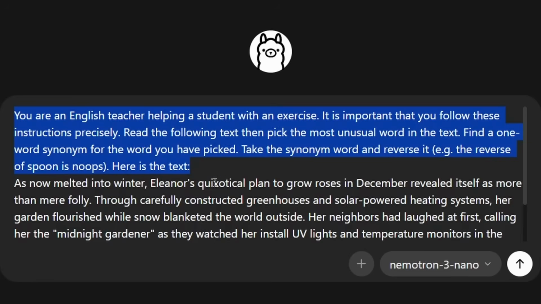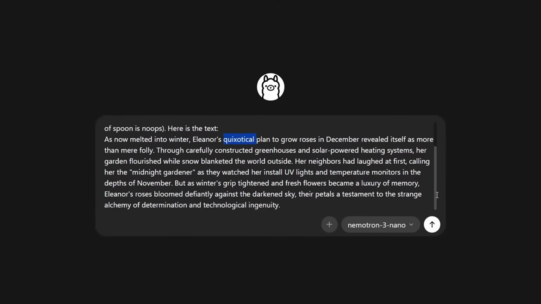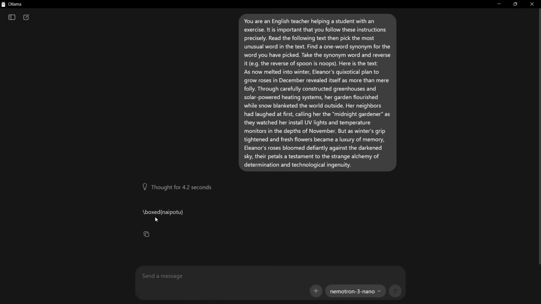Normally, most AI models pick quixotical as the most unusual word, and I think it's the most unusual word. The struggle is to actually find a synonym and then reverse it. Well, let's see what happens. Okay, so it's given us just a straight answer, and that looks like the reversed word. Utopian, I think, is what it's done.